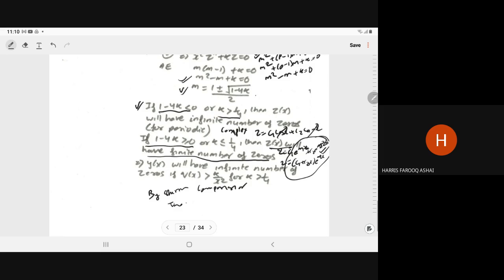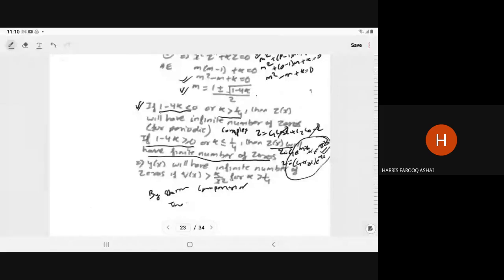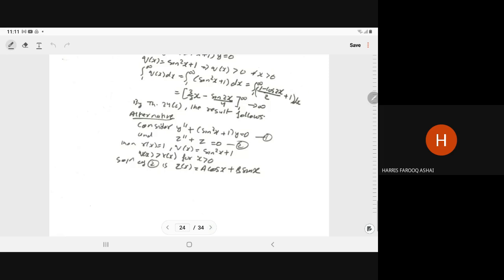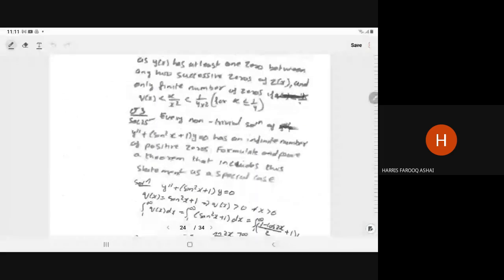So if z has infinitely many zeros, then their zeros occur alternately. So y also has infinitely many zeros. So y has infinitely many zeros when q(x) is greater than k upon x square, where k is greater than 1 by 4. That is the conclusion of the Sturm comparison theorem.